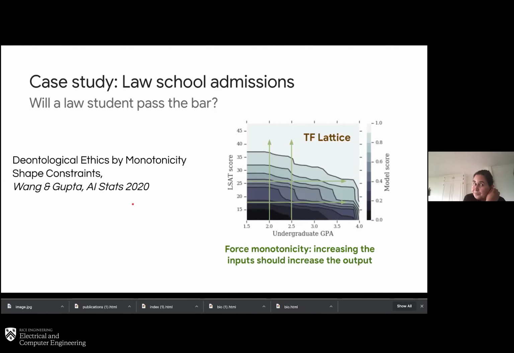Okay. I'm not going to talk much more about fairness specifically in this talk, but if you'd like to see a lot more on the subject and how these kinds of monotonicity constraints relate to fairness, and what kind of fairness, we have an AI Stats paper that just came out called Deontological Ethics. Deontological ethics sounds really complicated, but they are actually the really common everyday ethics, like first in line should go first, or you shouldn't kill people. Those are all deontological ethics. So you can see more about that in that paper.